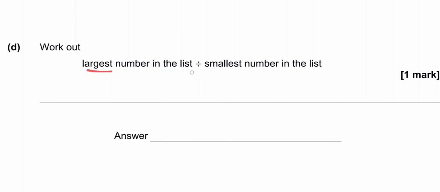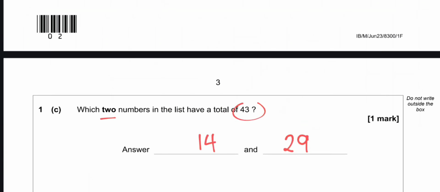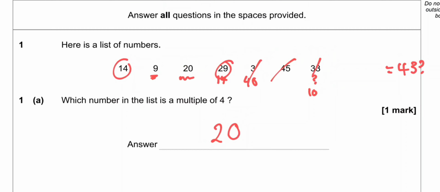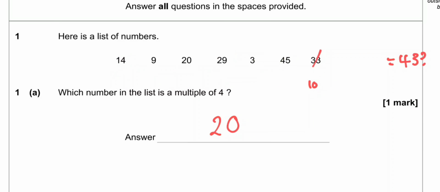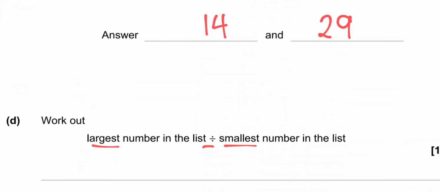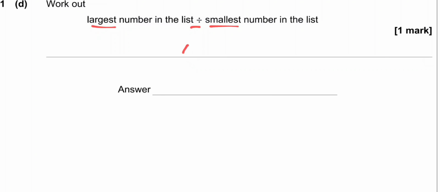Part D, largest divided by smallest. The biggest mistakes from here come from the fact that you haven't checked that the largest is 45 and the smallest is 3. So then you do 45 divided by 3 equals 15.